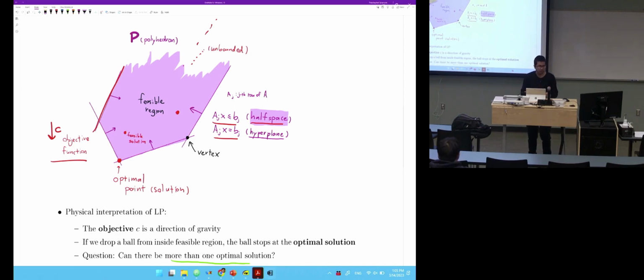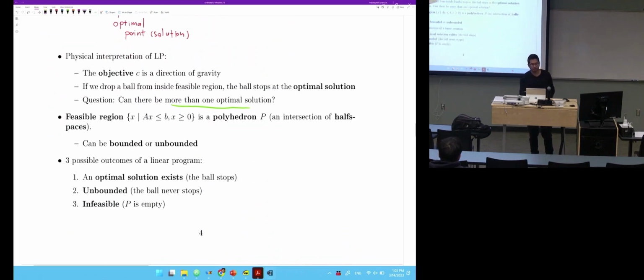Yeah, this is a notational question, but say that the objective function is in the direction of it being unbounded. Do you say that there's no optimal solution, or do you say that there's an infinite number of optimal solutions? There is no optimal solution in that case. Yeah, good question. That's the next thing I want to say.